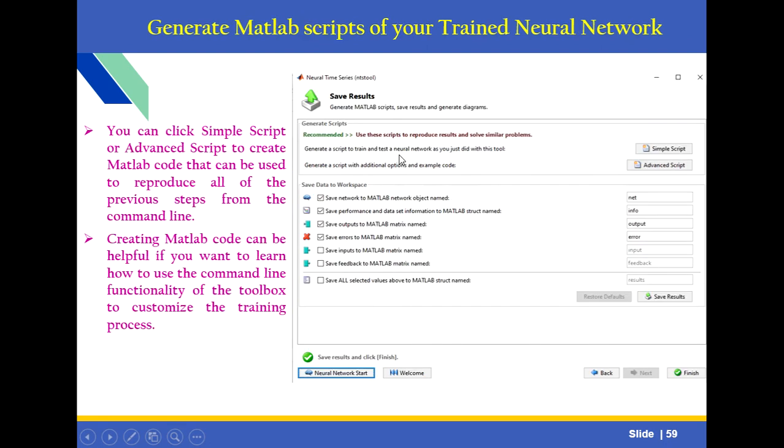Next, you save the results. Save the results as a MATLAB script, and you can also save an advanced script. We recommend using the script to reproduce the result and solve similar problems. Generate a script to train and test a neural network as you just did with this tool. These are all command line tools. Creating the MATLAB code can be helpful if you want to learn how to use the command line functionality of the toolbox to customize the training of the network.